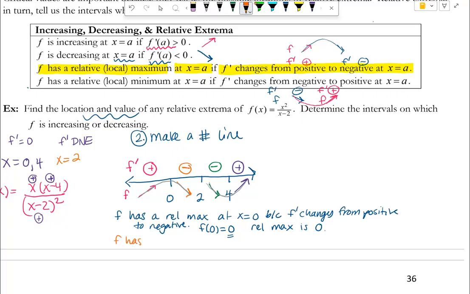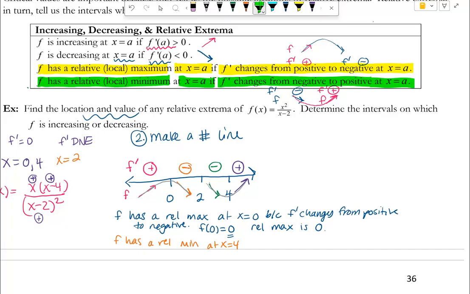All right, we also have a relative minimum value. So f has a relative minimum, and you can abbreviate like I am, at x equals 4. And again, I can see this in my number line. Going back to the justification, we justify a relative or local minimum at a particular value because our derivative is changing from negative to positive at that value. So f has a relative minimum at x equals 4 because f prime changes, not goes, but changes from negative to positive. And again, that's happening at x equals 4.